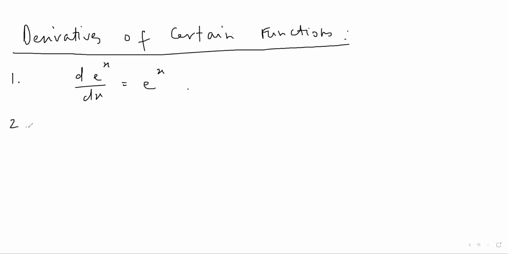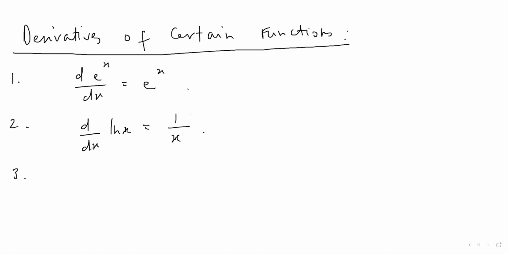Okay, and then number two, you've got the derivative of ln x. What is the derivative of ln x with respect to x? The derivative of ln x with respect to x is 1 over x. Something that you must just remember.